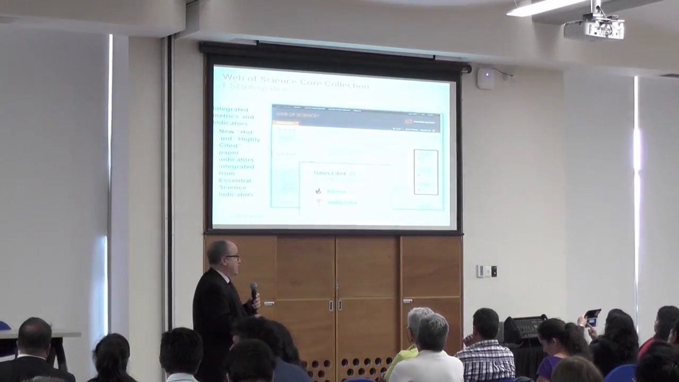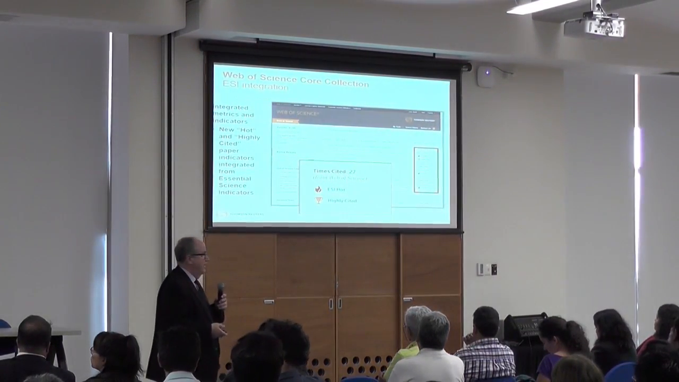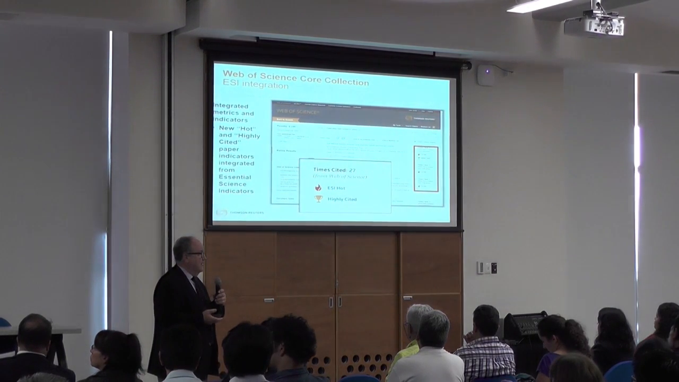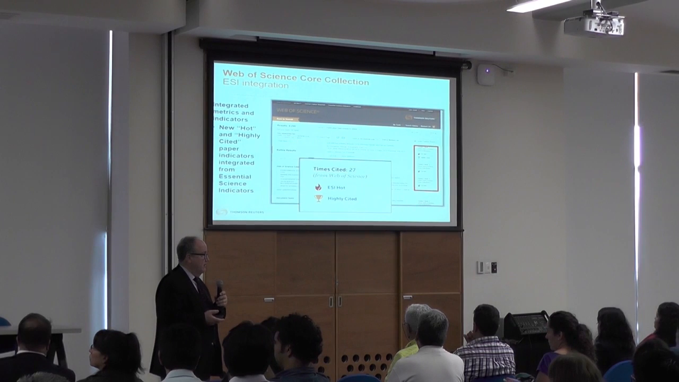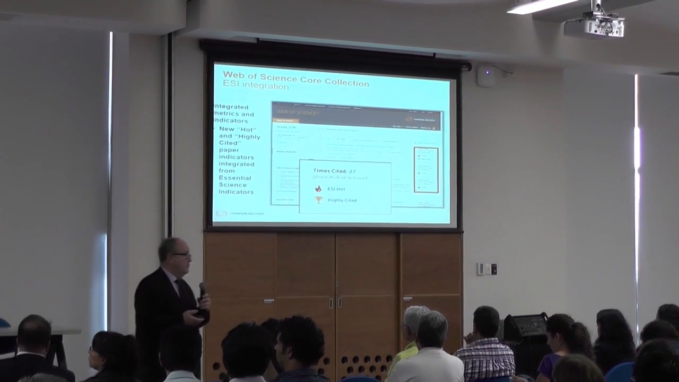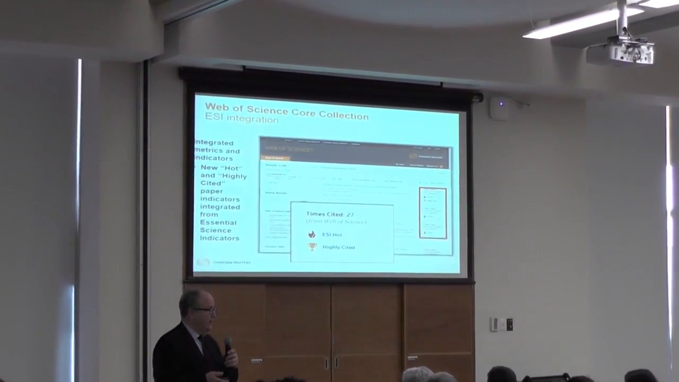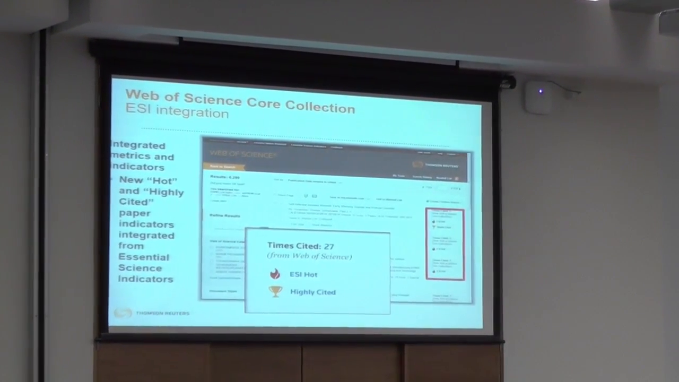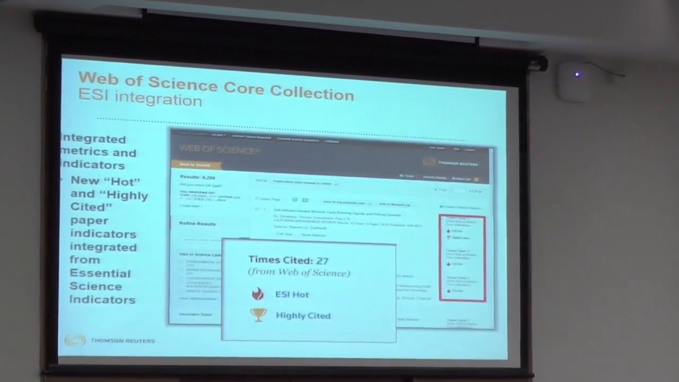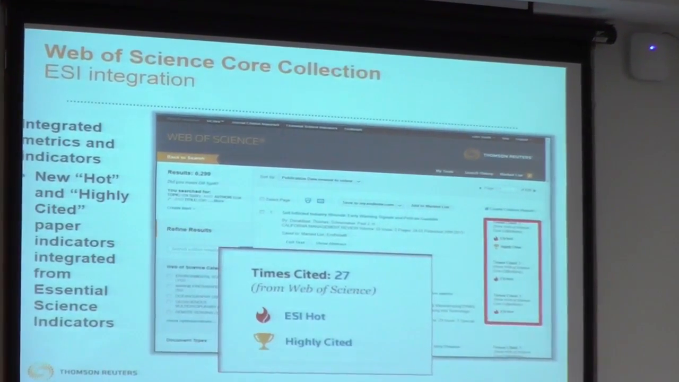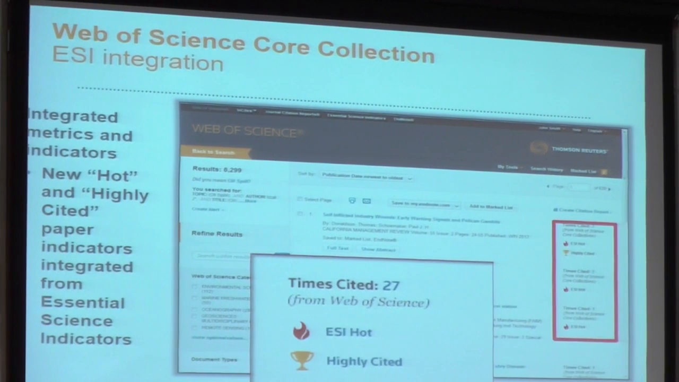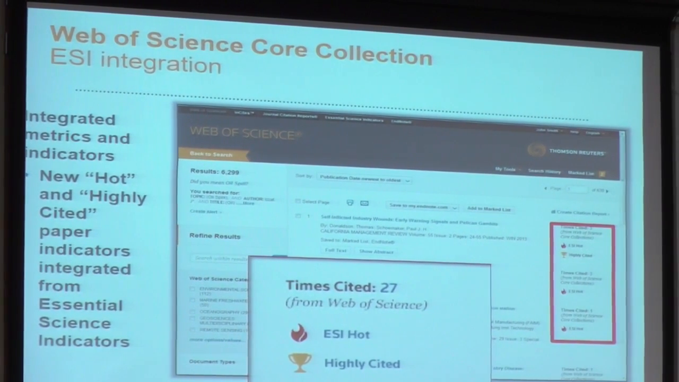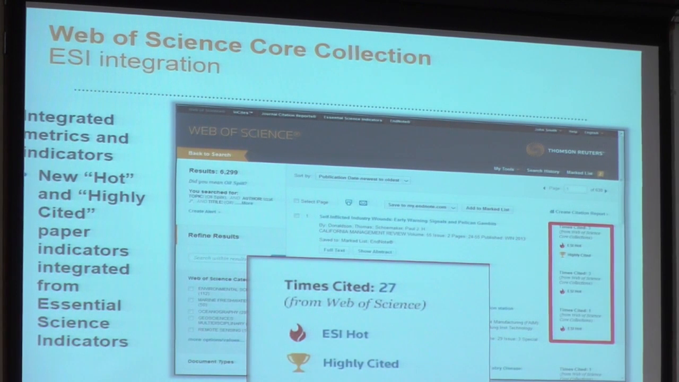So you can access the Journal Citation Reports right from Web of Science, and we've also integrated Essential Science Indicators. Essential Science Indicators is paper-based, and it's just what it says, essential, meaning the top 1%. We split the data into 22 different categories, 21 of them in the sciences, 1 in the social sciences, and we allow you then to scan the literature for the top 1% of papers in those categories. And what we've done is we've integrated both hot papers and highly cited papers.